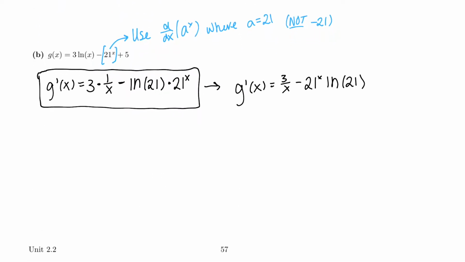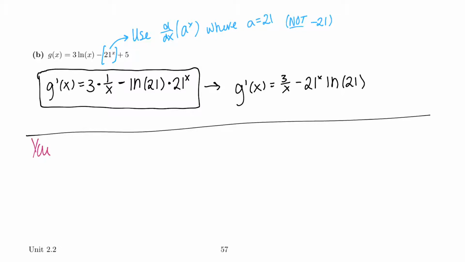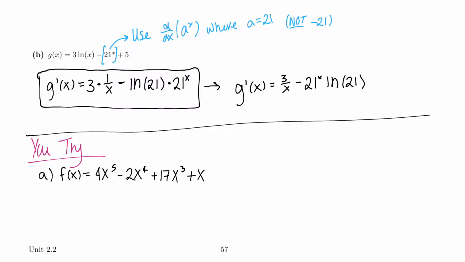So I think I'm going to take a moment. I'm going to give you some examples. You might need to grab another piece of paper. I want to give you some examples to try. I'm going to make some up. So I want you to take these derivatives.